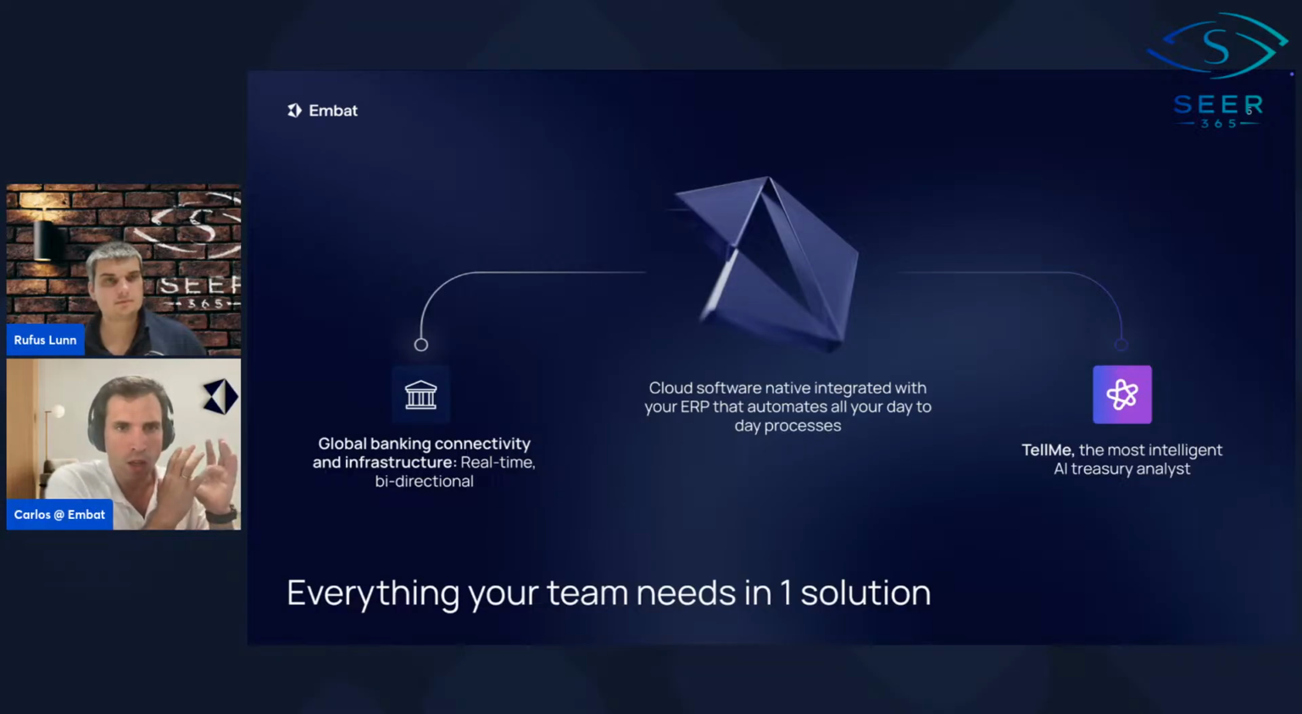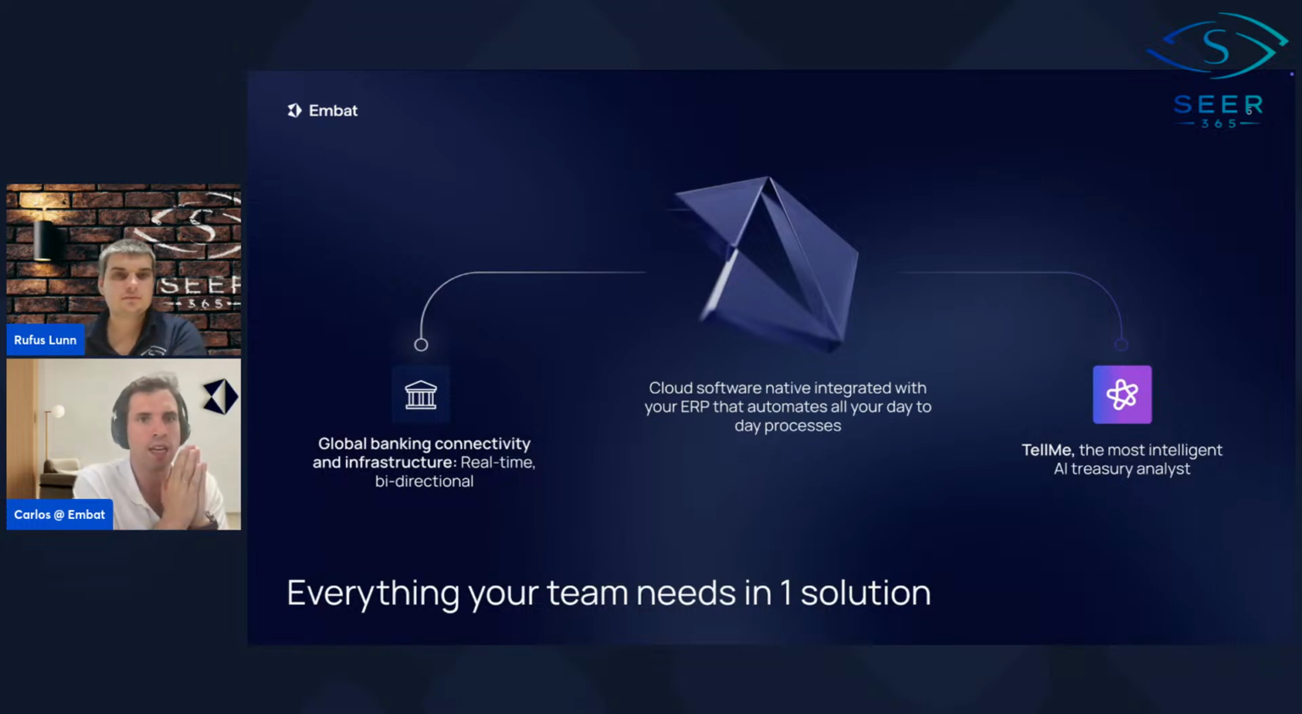First thing you need is global banking connectivity. So you need to have bi-directional access to your banks. That means receive information and also push information to the banks. Then you have to have an interface that can very easily, and in real time as well, collaborate with your ERP, in this case Microsoft Business Central, to make sure that anything that happens in your system and anything that happens in your bank always travels in real time from one system to the other.